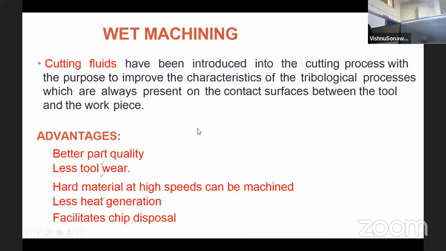These are the main important criteria for cutting fluids: better quality of the parts and reduced tool wear. We can machine hard materials at high speeds with less heat generation, and the fluid facilitates chip disposal, removing or disposing of the chips. These are the most important advantages of cutting fluids.